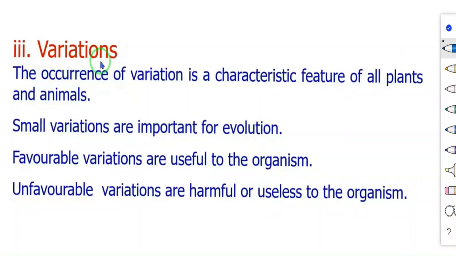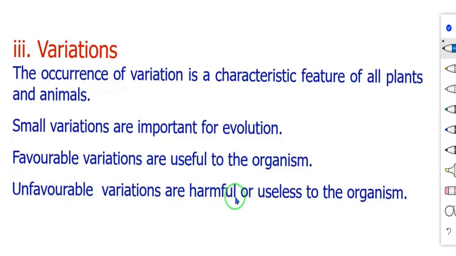Third one, variations. The occurrence of variation is a characteristic feature of all plants and animals. So the changes are very important for all the plants and animals. Small variations are important for evolution. Favorable variations are useful to the organism. So only those variations that are essential are known as favorable variations.